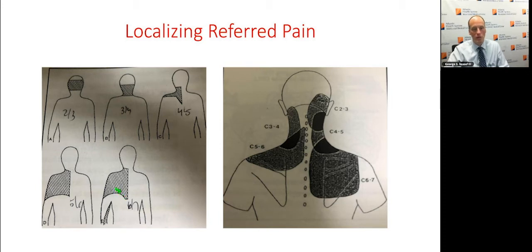The second part of this study is they put that noxious stimulus into the individual facet joints. So the left C3-4, and this is the pattern that they got, which is very similar to C3-4 here. So despite having totally different joints, there's a great deal of overlap by segment based upon where the patient experiences referred pain.